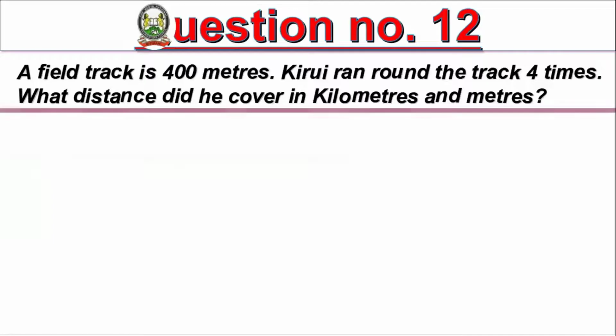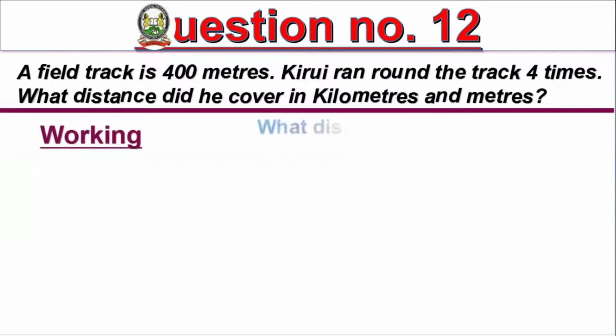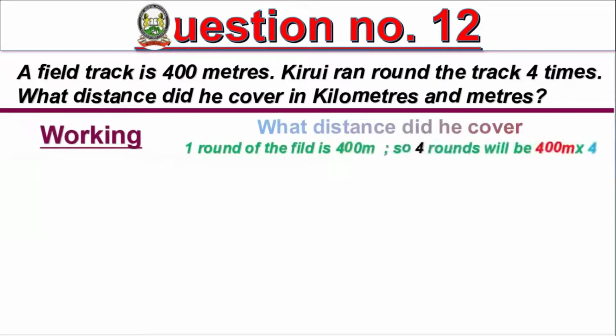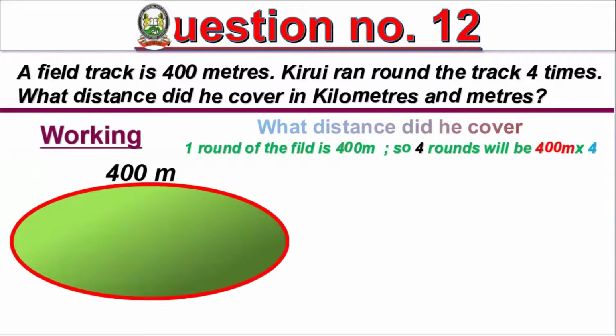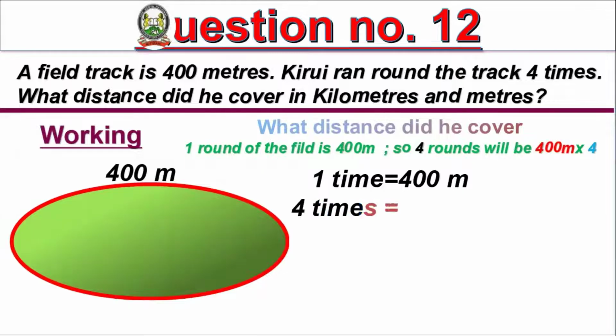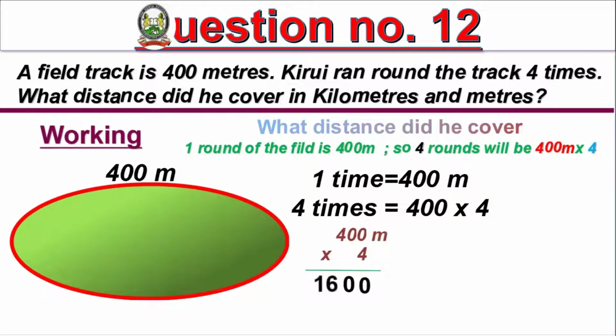So a field track is 400 meters. Kirui ran around the track 4 times. So what distance did he cover? 1 round of the field is 400 meters. So 4 rounds will be 400 times 4. So he went around like this, and that was 1 round, that is 400 meters. Then he went how many rounds? 4. So 1 time is 400 meters, and 4 times is 400 times 4. So you just multiply. This is 0, 0, then 16.